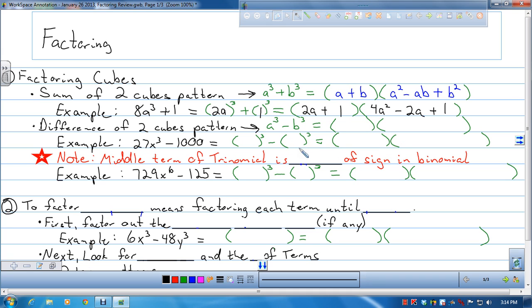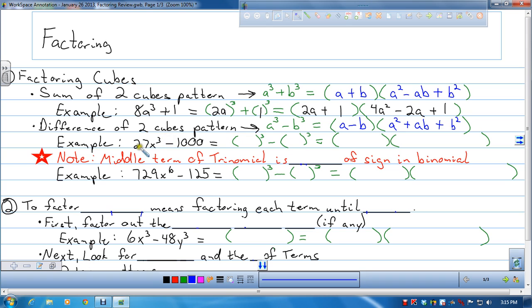The difference of two cubes, the only thing different is right here, it's going to be subtraction, and both of these terms are going to be addition. Okay? So, with that being said, you would have a minus b, then you would have an a squared plus ab plus b squared. So, same pattern, all we did was change a couple of the signs around. Okay, so let's go down here and figure out what we have here.